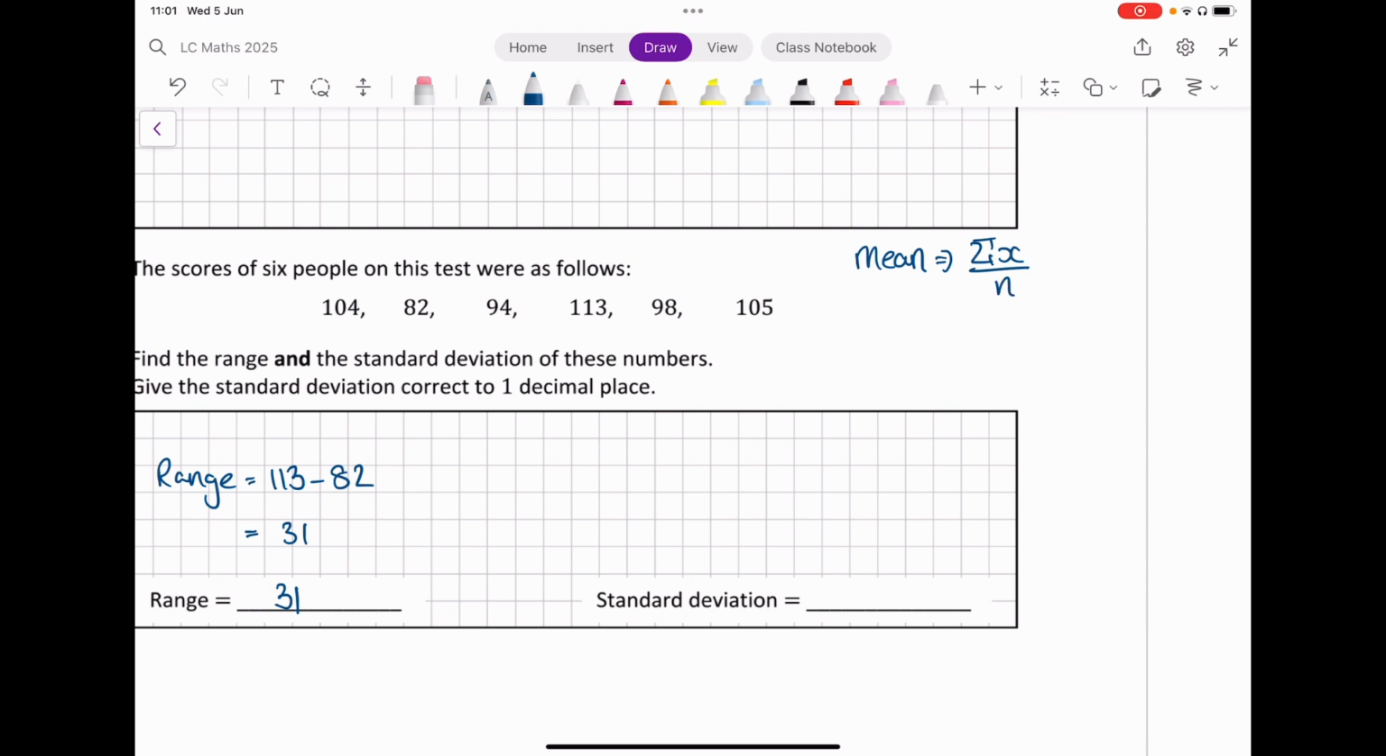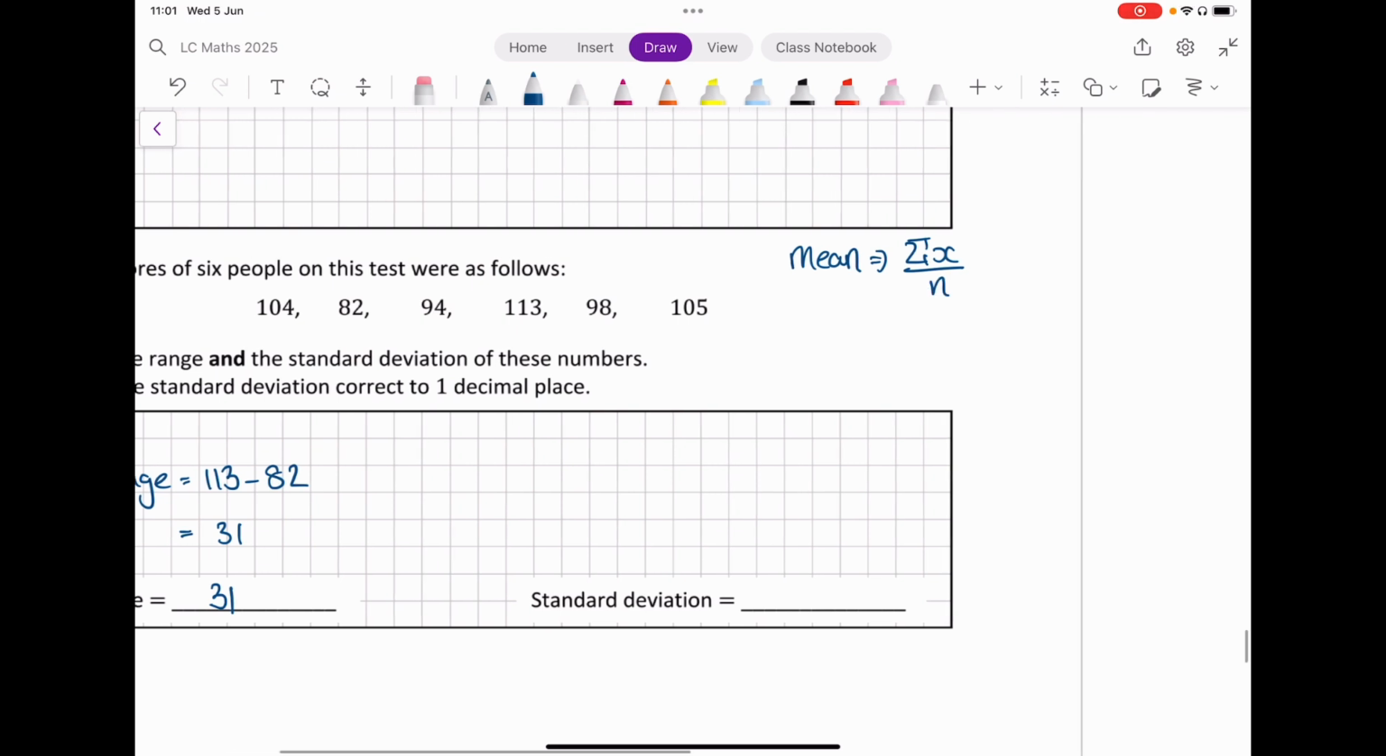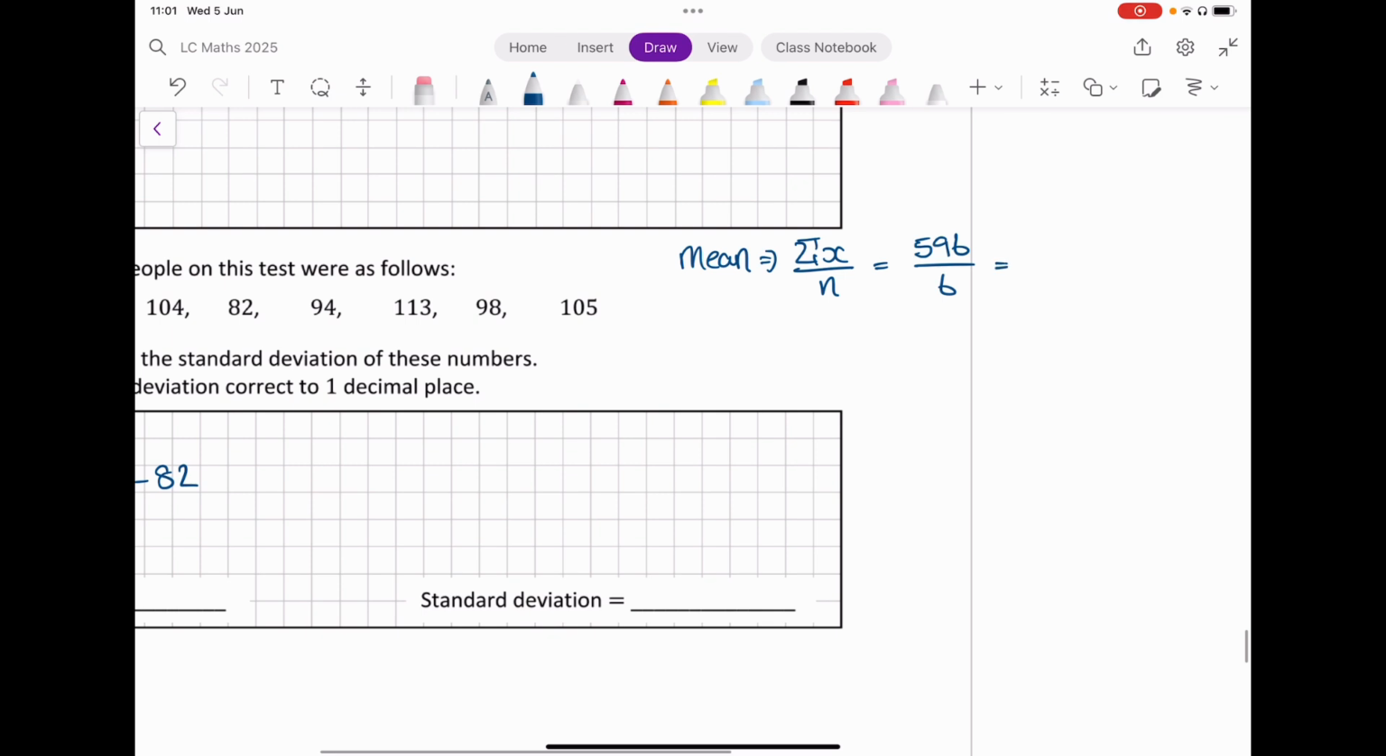All right. So we're just going to add them all up, which would give me 104 plus 82 plus 94 plus 113 plus 98 plus 105 is going to give me 596, and that's all over 6 numbers. Okay, so that gives me a mean of 93.3 recurring. So 3 goes on forever.